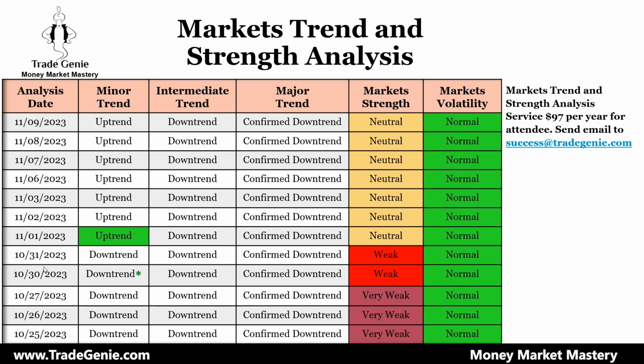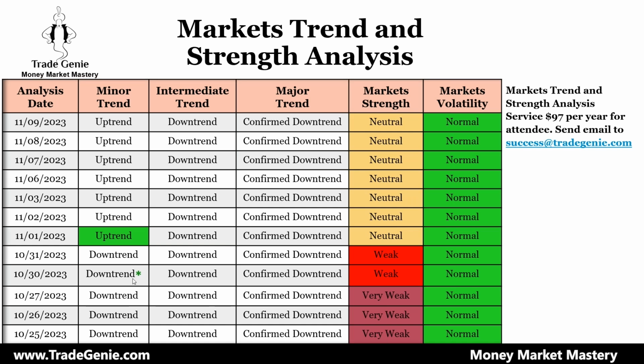So here's the date column. You see the analysis date. It says 25th of October, then 26, 27. So it's working backward, and I will explain to you. Before the 1st of November, you see the minor trend. It says uptrend, and I put it in green. Before the 1st of November, the overall condition of the market, according to the definition, was a downtrend.